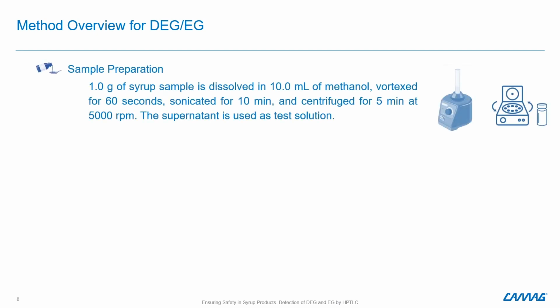Let's walk through the process for syrup analysis. First, we start by weighing out 1.0 grams of syrup. This is then dissolved in 10 milliliters of methanol. Once it's mixed, we vortex the solution to ensure everything is properly blended. After that, we sonicate the mixture. Next, the sample is centrifuged to separate the solid components. Finally, we collect the clear supernatant, which is what we use for the application or further analysis.